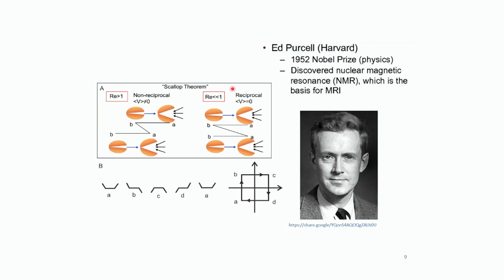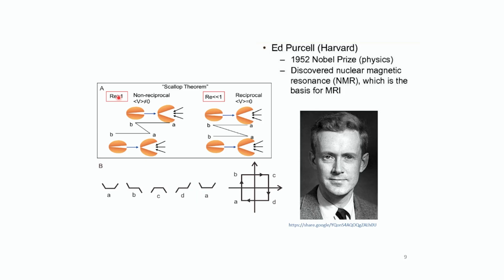So this is the scallop theorem. That is the scientist Ed Purcell, who was awarded the Nobel Prize in Physics in 1952. He discovered NMR also, which is the basis for MRI. So that's the movement of a scallop. It moves in a zigzag pattern. It's like this, and then back to the same position.